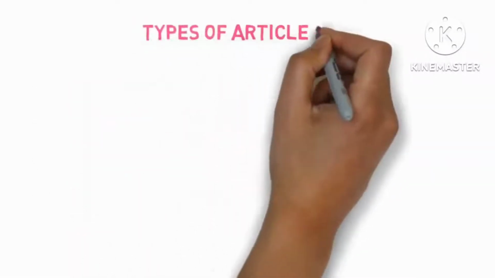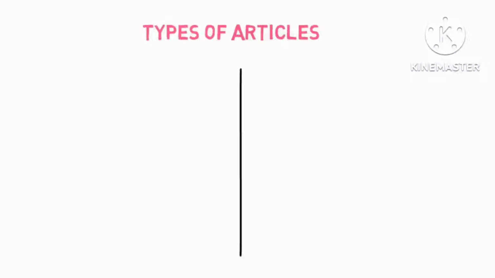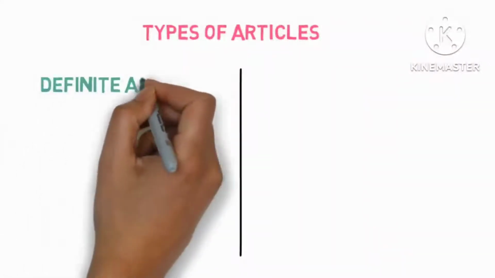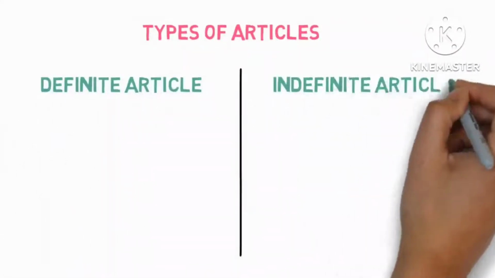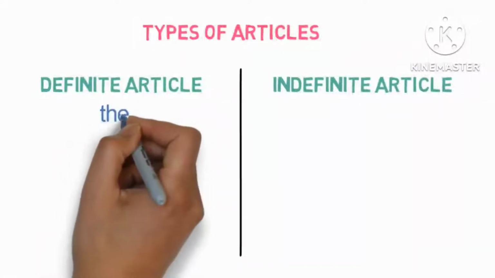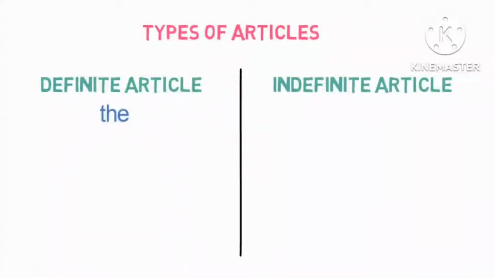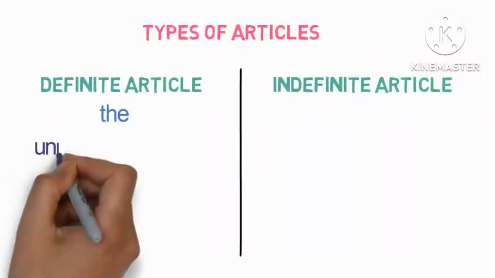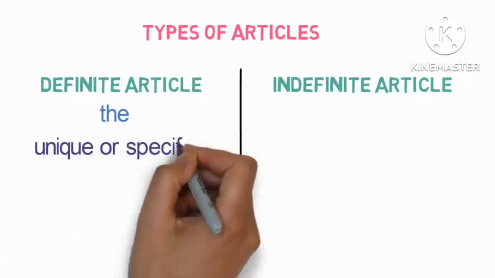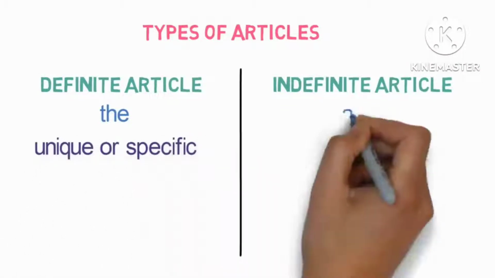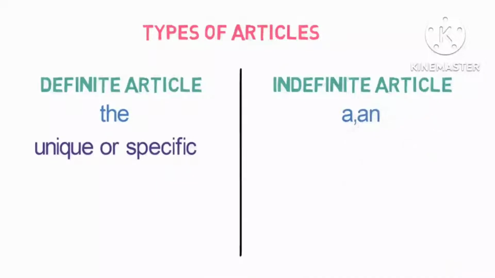Articles are categorized in two different types based on their usage: definite articles and indefinite articles. Article the comes in the list of definite articles, as it shows uniqueness or a specific thing. Articles a and an come in indefinite articles, as they don't show any uniqueness or specific thing. Instead, they show that the thing is being said in general.